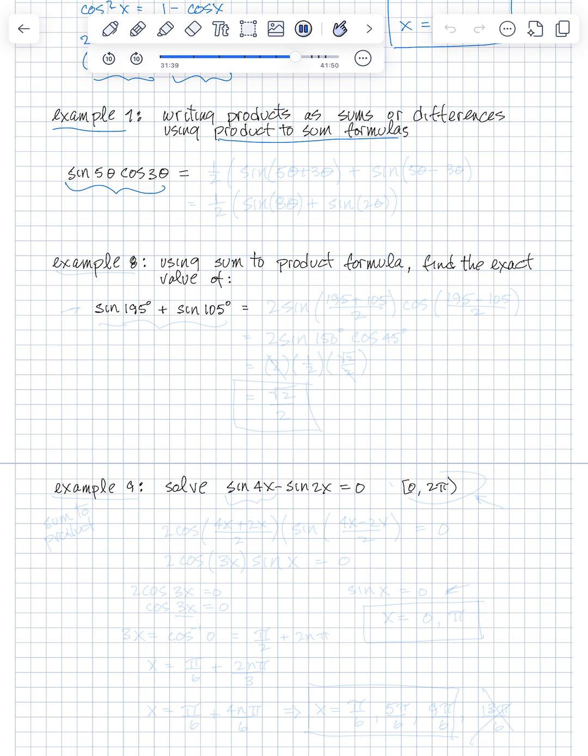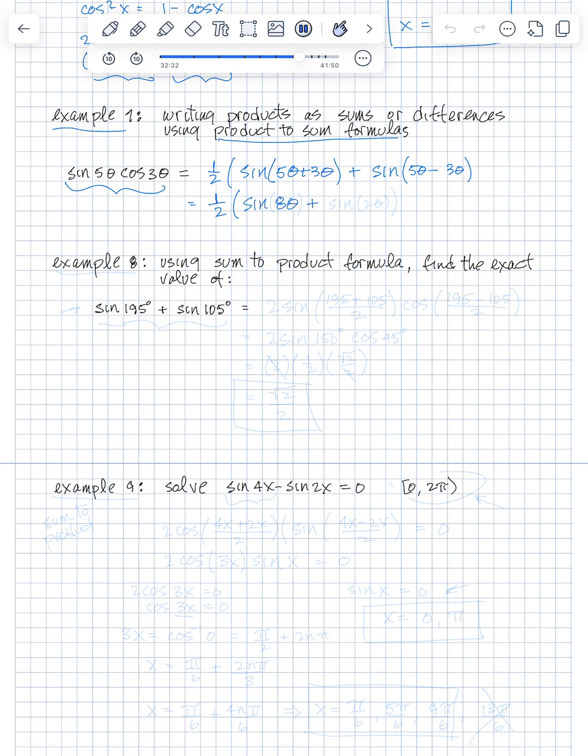Well, we look at the formula, and this is equal to 1/2. So then it's the sine of u plus v. So it's the sine of 5 theta plus 3 theta. And then it's plus the sine of u minus v. So 5 theta minus 3 theta. So this is a pretty easy one. So it's just equal to 1/2 times sine of 5 theta plus 3 theta, which is sine of 8 theta.